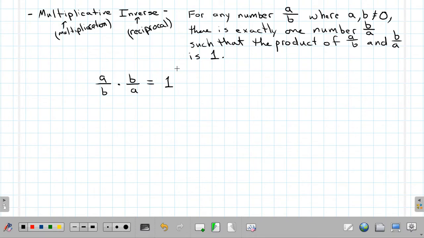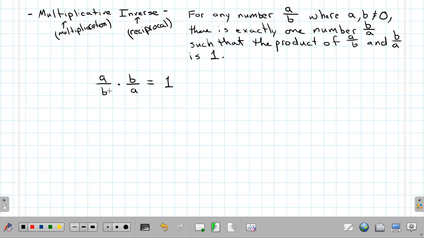Okay. Now, the reason a cannot be 0 is if we have b over a, then we have the same problem here. We can't divide by 0. So that's why a and b can't be 0. And you'll usually see that when you've got a fraction, the denominator can never be 0. Okay. But that's the only stipulation we have here. Everything else holds.